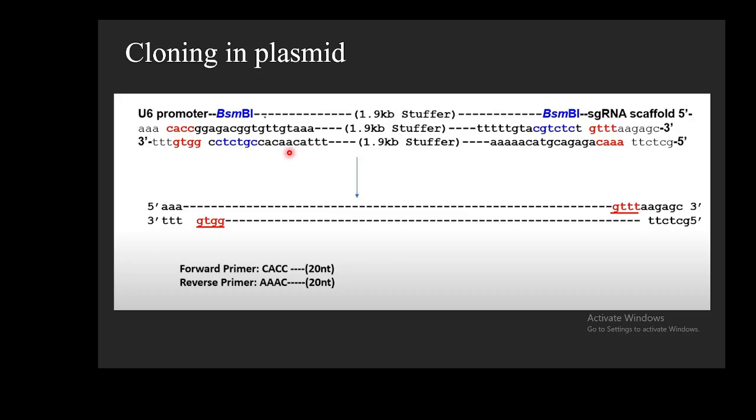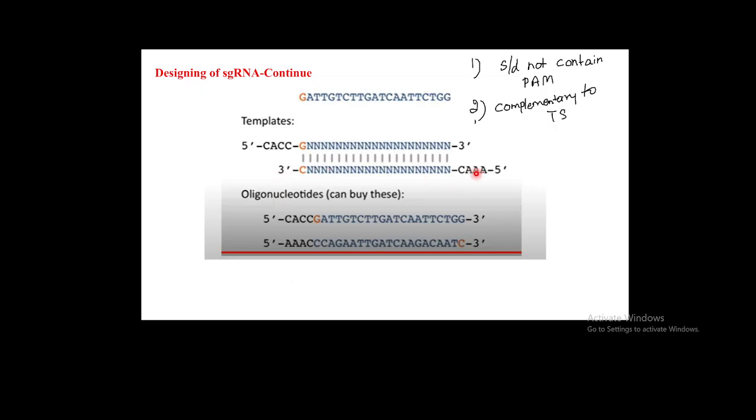So here you can see this is the plasmid that has the U6 promoter, and we have digested it with the BsmBI enzyme, and therefore it is producing these overhangs, and that is the region where we are adding CACC and AAAC. So you can see here CACC and AAAC.